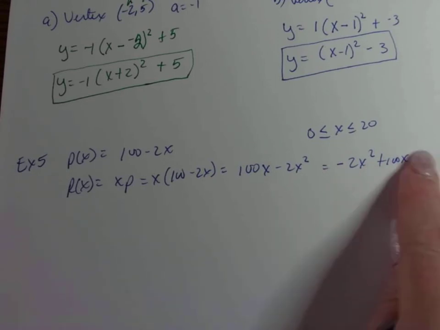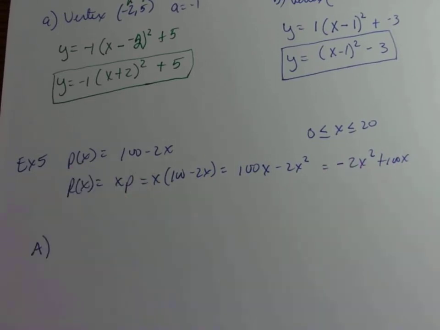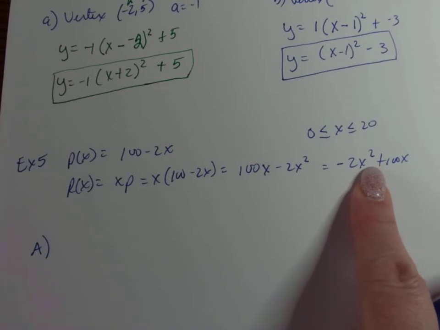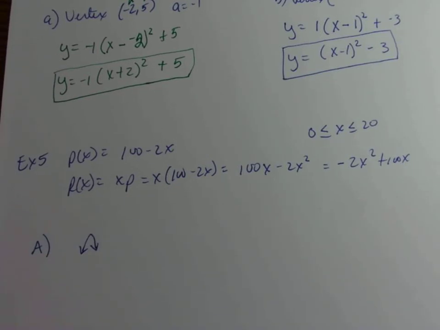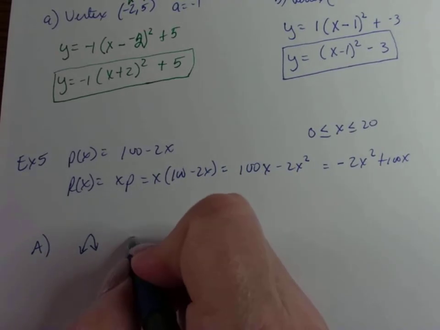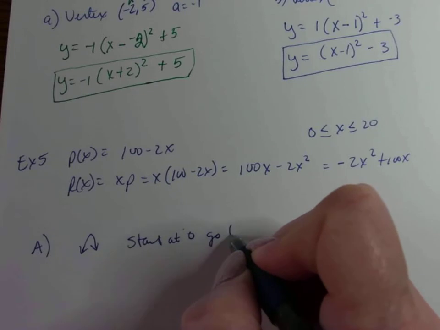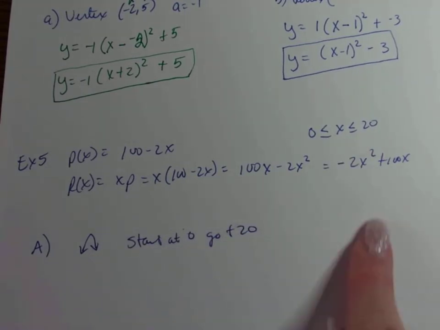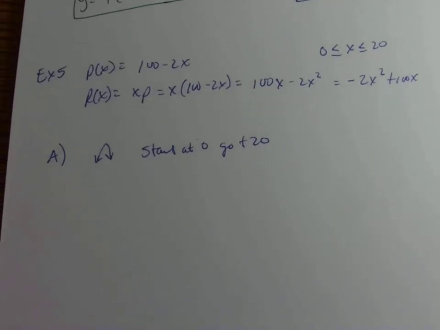So if we look at this format, it's a little bit easier to see for the quadratic. So for part A, we wanted to know the shape of the graph. Well, this -2x squared tells us that the graph is going to be like this, because it's a negative. And we know that it will start at 0 and go to 20, because that is what the domain is. That gives us an idea of what our graph will look like, and that's all we had to be able to do.